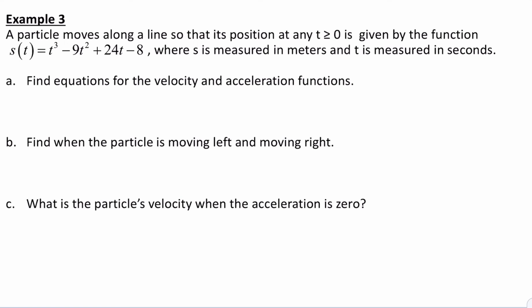Okay, third example. A particle moves along a line so that its position at any time t greater than 0 is given by that function, where s is measured in meters and t is measured in seconds. Find the equations of the velocity and acceleration functions. I don't know if that's proper English, but remember our derivative of our position function is our velocity function, and that is 3t squared minus 18t plus 24.